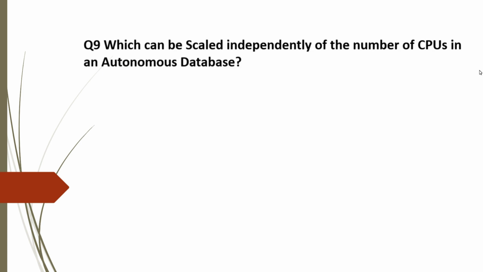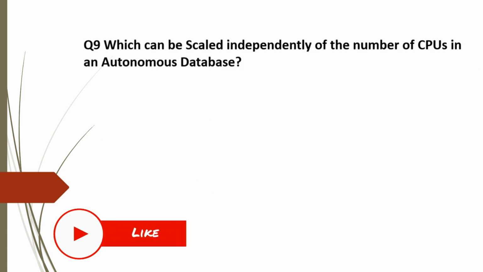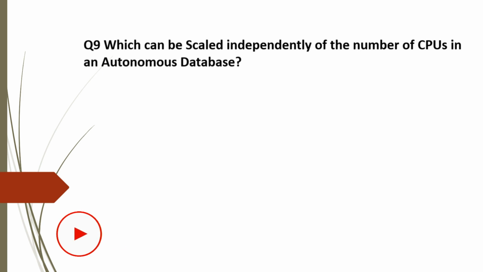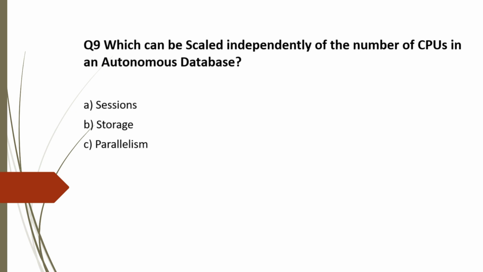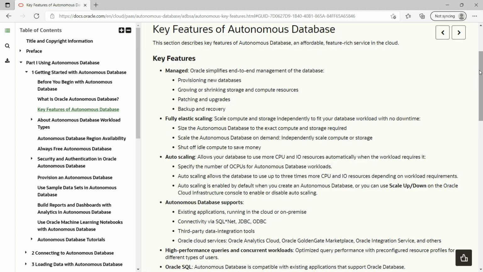Question 9. Which can be scaled independently of the number of CPUs in an autonomous database? And the options are A, sessions, B, storage, C, parallelism, and D, concurrency. There are a few key features of autonomous database, and out of these, one key feature is fully elastic scaling. Due to fully elastic scaling, it can scale compute and storage independently to fit your database workload with no downtime. I highly recommend going through these key features in more detail.